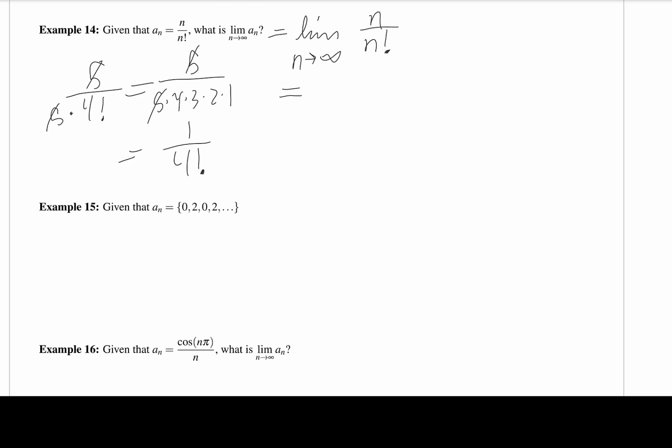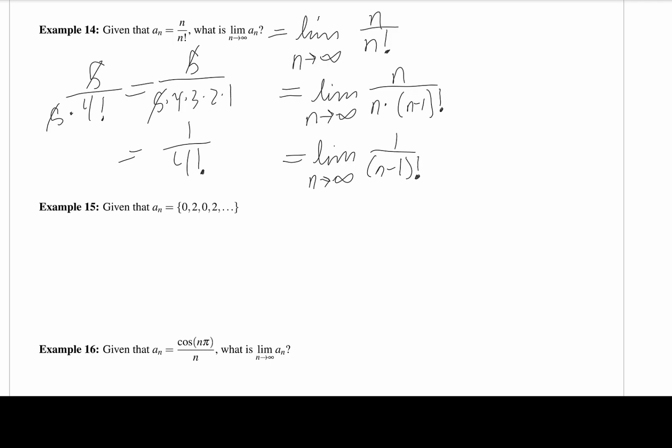So what I'm going to do here is write this as the limit as n goes to infinity of n over n times n minus 1 factorial. So then my n's will cancel out, and I'll be left with the limit as n goes to infinity of 1 over n minus 1 factorial. So as n goes to infinity, this denominator is going to get infinitely large, which means that we're going to be headed towards 0.